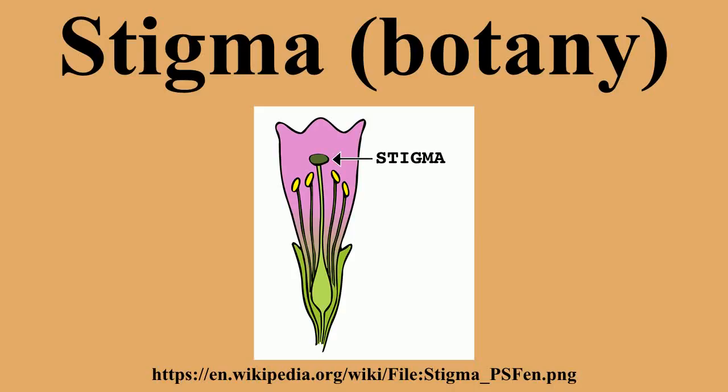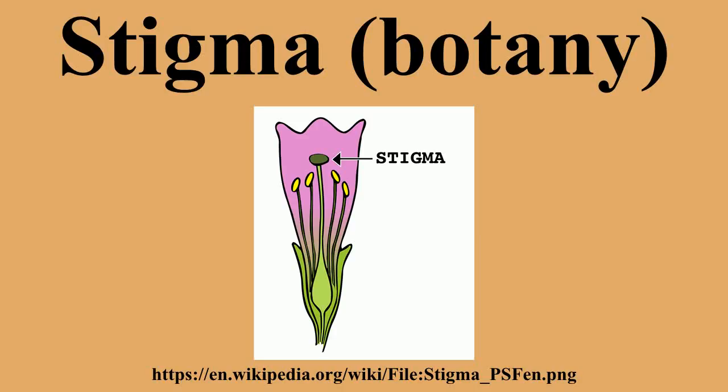The stigma is the receptive tip of a carpel, or of several fused carpels, in the gynoecium of a flower. Description: the stigma, together with the style and ovary, comprises the pistil, which in turn is part of the gynoecium, a female reproductive organ of a plant. The stigma receives pollen, and it is on the stigma that the pollen grain germinates.